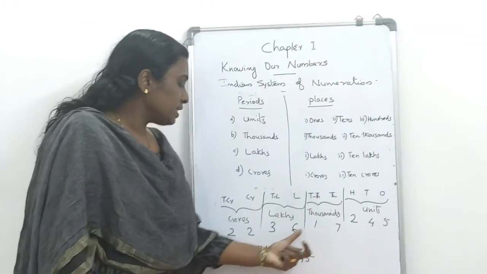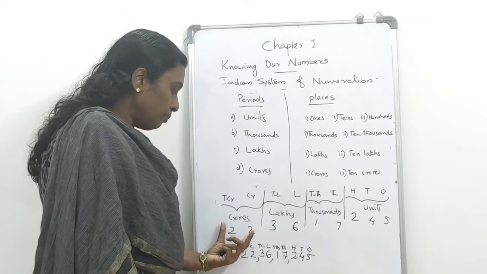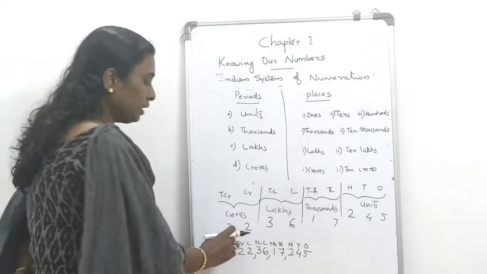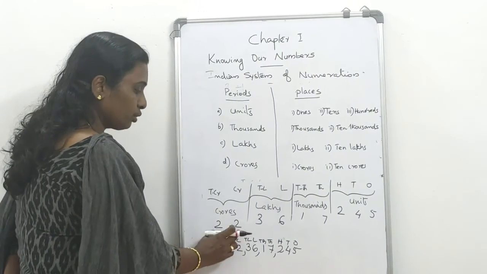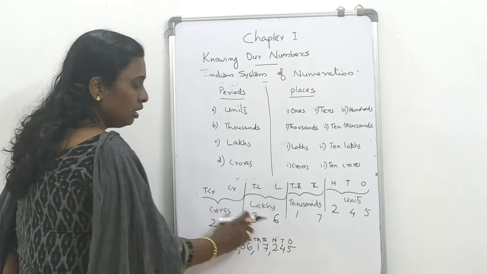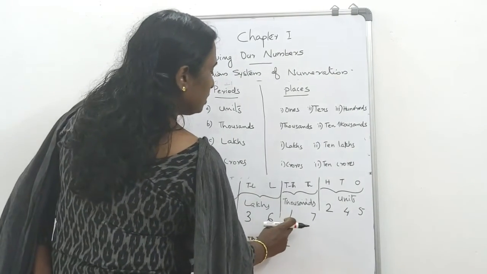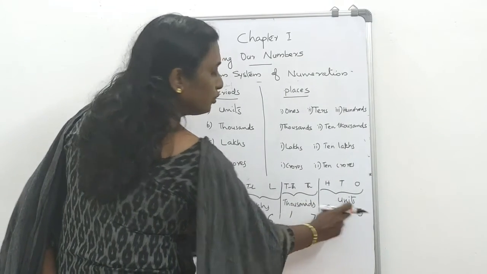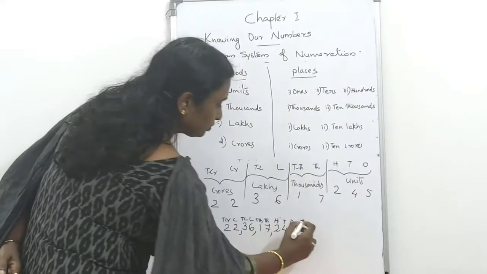We can read these digits as one number followed by the period name. Here the number is 22 and the period name is crores. Therefore, 22 crores, 36 lakhs, 17,245.